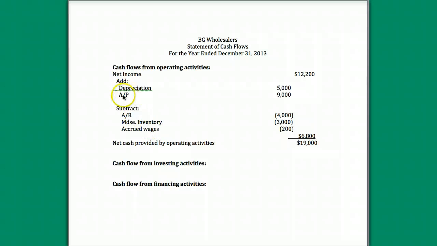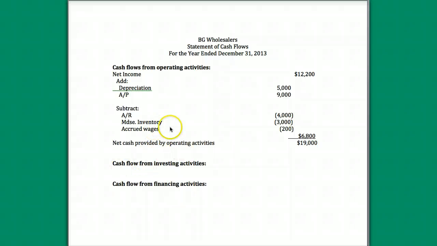So accounts receivable actually, because we ended up not having to pay, right? Accounts payable is a situation where we're buying on credit. We didn't have to pay. So we bought something. We didn't use our cash. So that's actually added back in as cash that we get to keep.